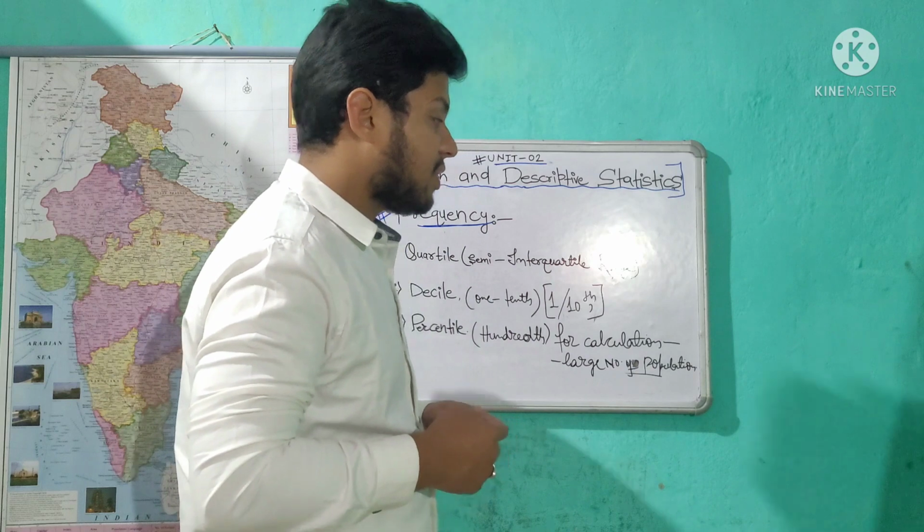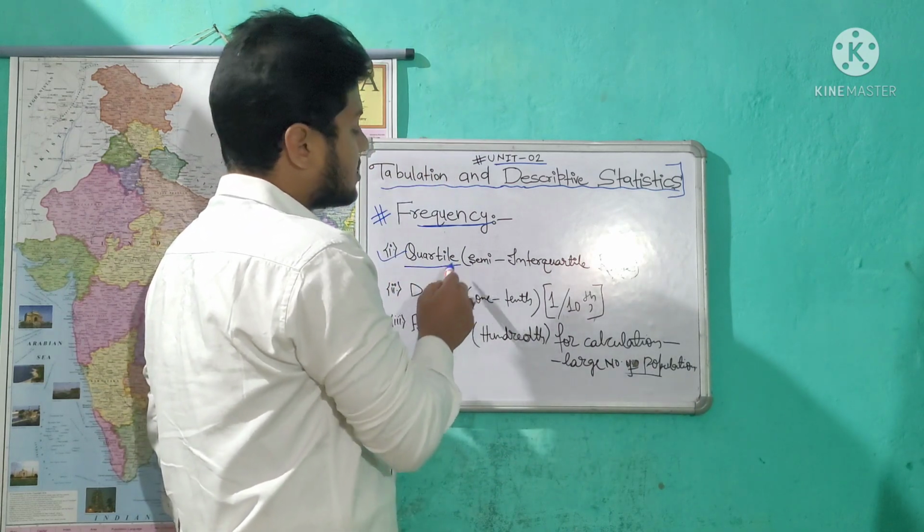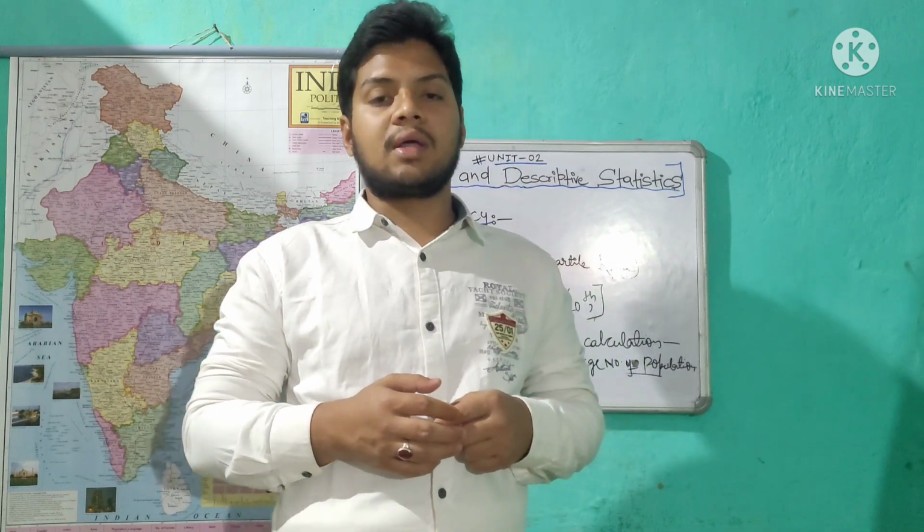The 25th and the 75th percentile correspond to the first and third quartile respectively. Now we will see the parts of frequencies. First of all, we will discuss quartile. What is quartile? Quartile is also known as semi-interquartile range. The difference between the third and first quartile is called the interquartile range.